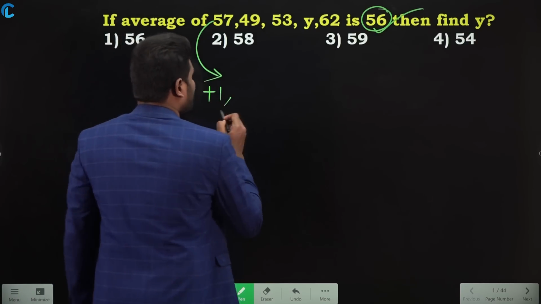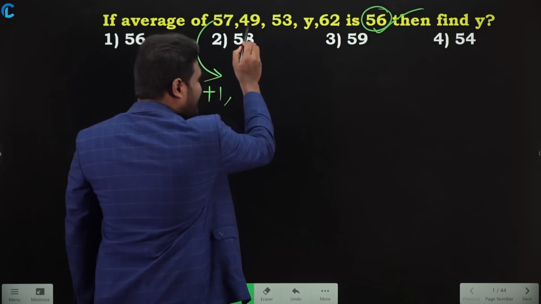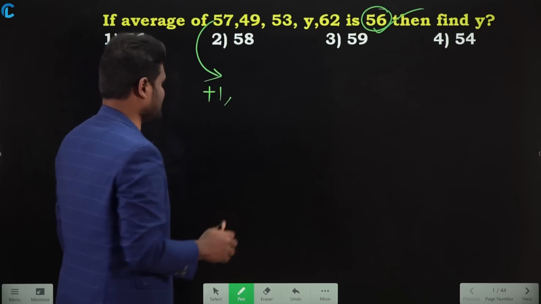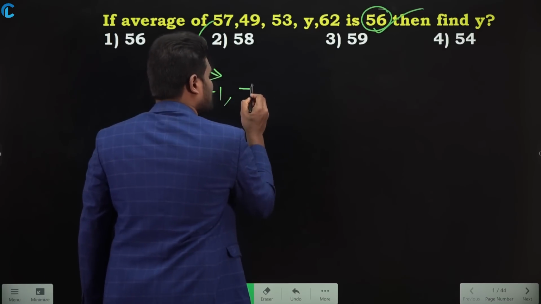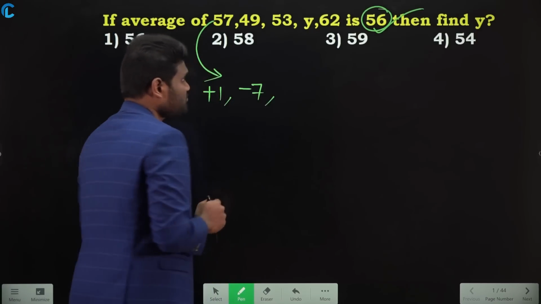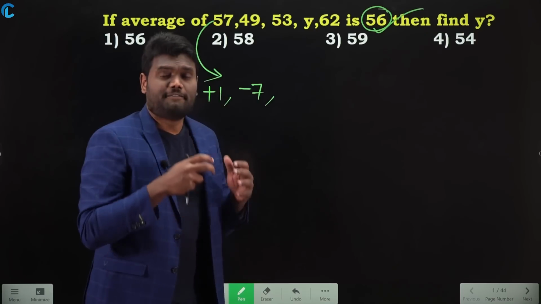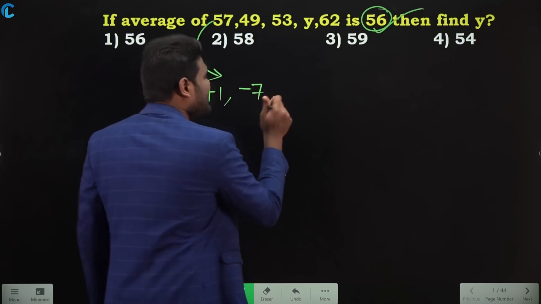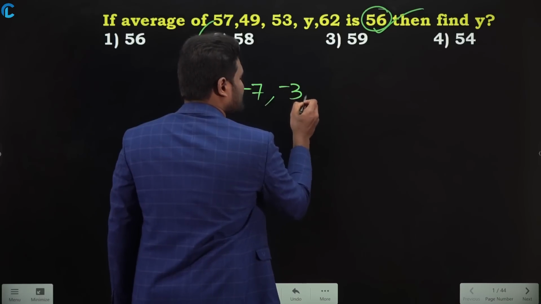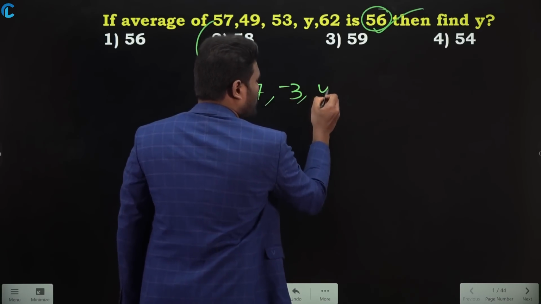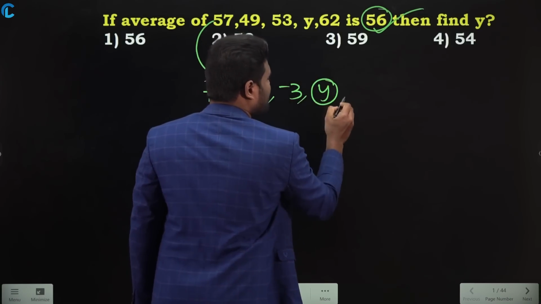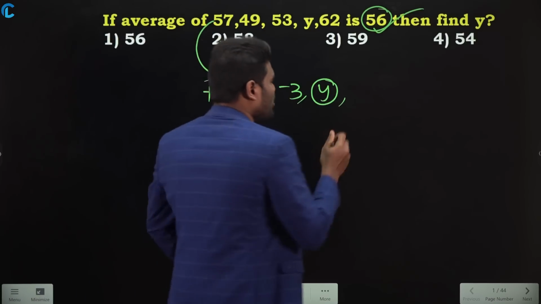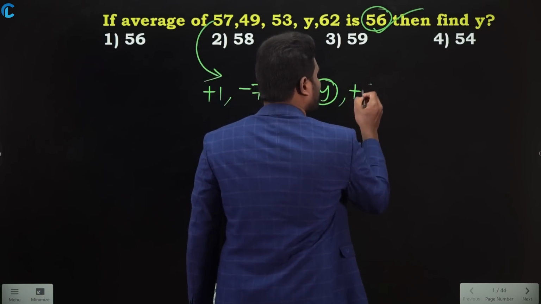The next number is 49. 49 is less than 56. How much less? It is 7 less than 56, so minus 7. The next number is 53, which is also less than 56. How much less? 3 less than 56, so minus 3. The next number is y, which we need to find. And the next number is 62. 62 is more than 56. How much more? It is 6 more than 56, so plus 6.